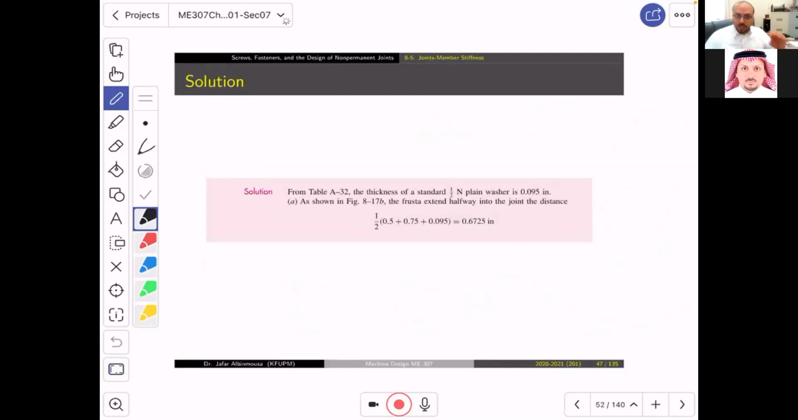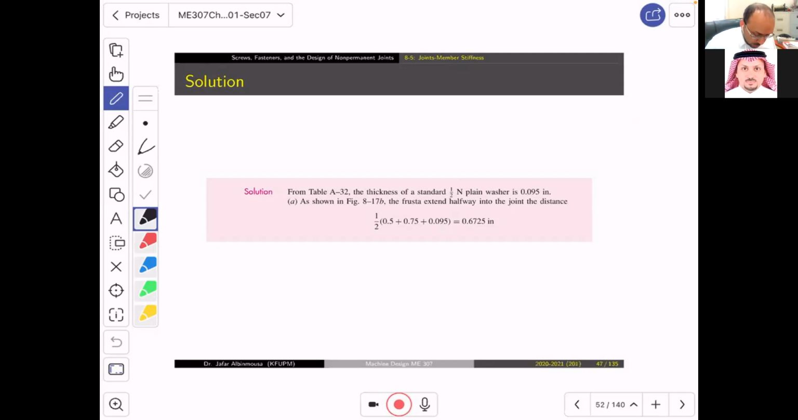Okay, so let me tell you what we do. Here in the solution, it says go to table A32. A32, if you remember, we talked about it before, and we told you that this is the table which will provide you with the, I think, if I am not mistaken, A32. Just wait a second. Unfortunately, I didn't put it. I was supposed to put the A32, but I didn't do it. I was planning to show it to you.